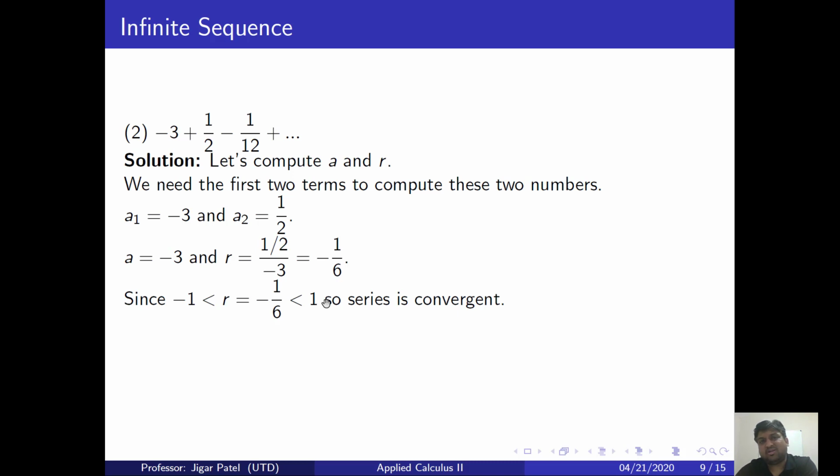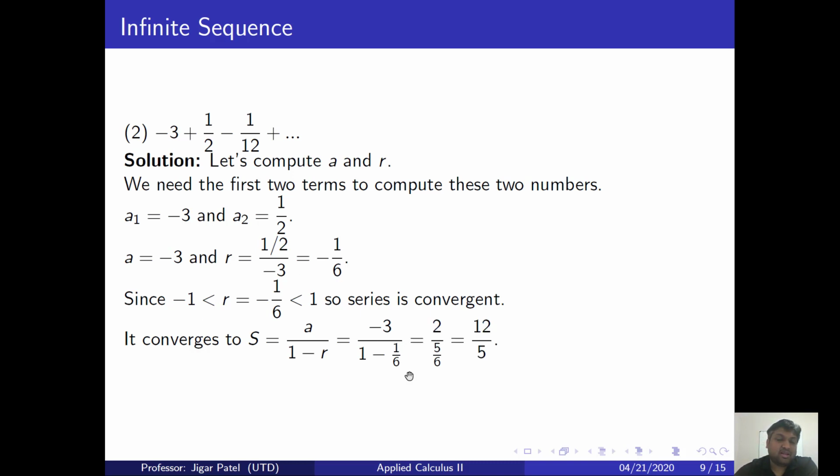Where is it heading towards? It heads towards A over 1 minus R. So the sum S is going to be A over 1 minus R. It's going to be negative 3 over 1 minus negative 1 by 6. Simplify the expression in the denominator. I get 5 by 6 in the bottom, and negative 3 in the numerator. Bottom of the bottom, send it into the top. I get negative 18 over 5... so if you add infinitely many terms with alternating signs, the result will be as computed.